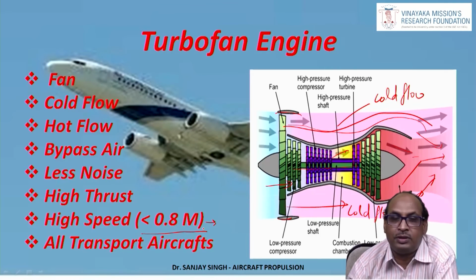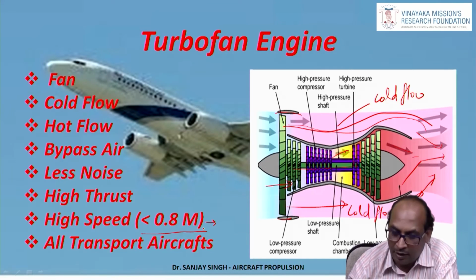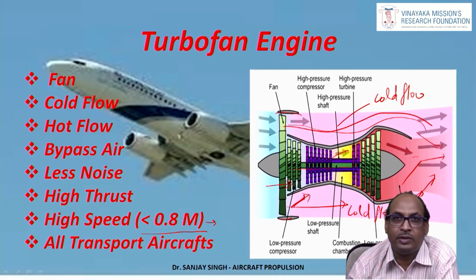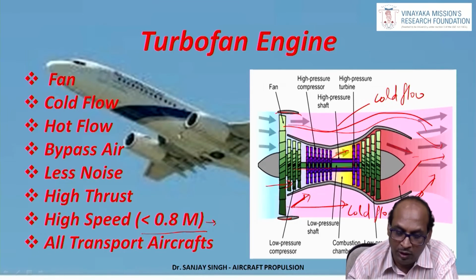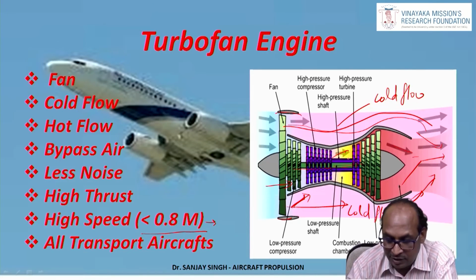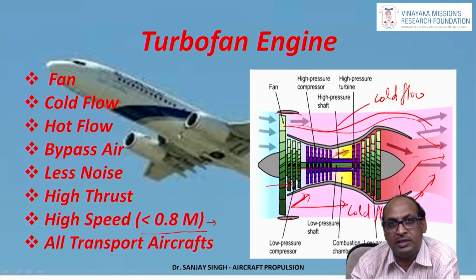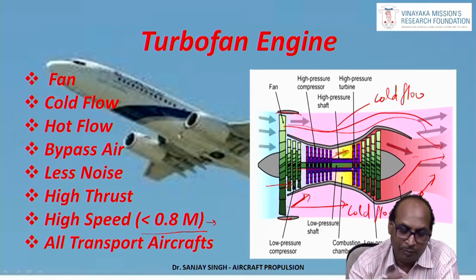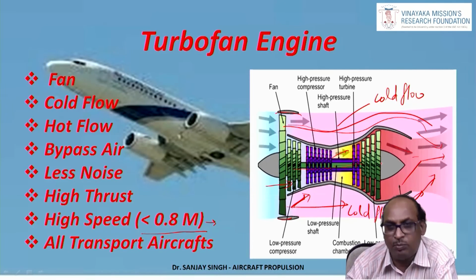All transport aircraft which we are using in our day-to-day life are fitted with this turbofan engine. Turboprop engines are also used, but those aircraft are not flying at higher speed. If we want to fly at higher speed and higher altitude, we need a turbofan engine. How that engine works inside, meaning all the flow going to the combustion chamber, extraction of power by the turbine, and moving out from the exhaust nozzle, I have already explained in the turbojet engine. The same principle is followed here.